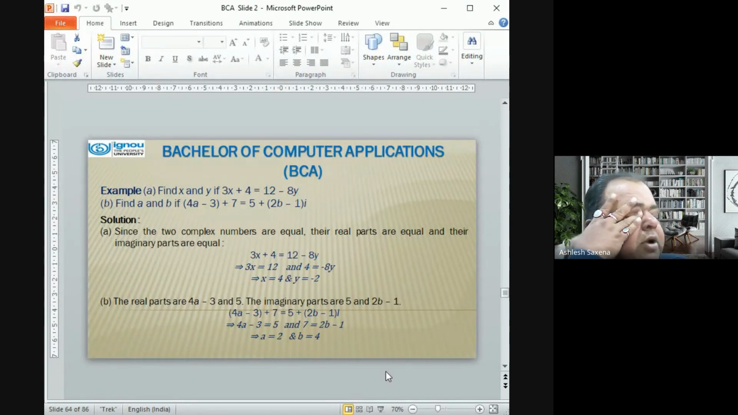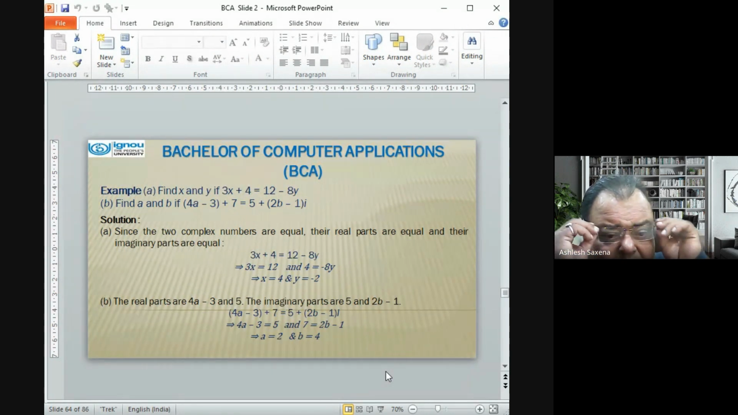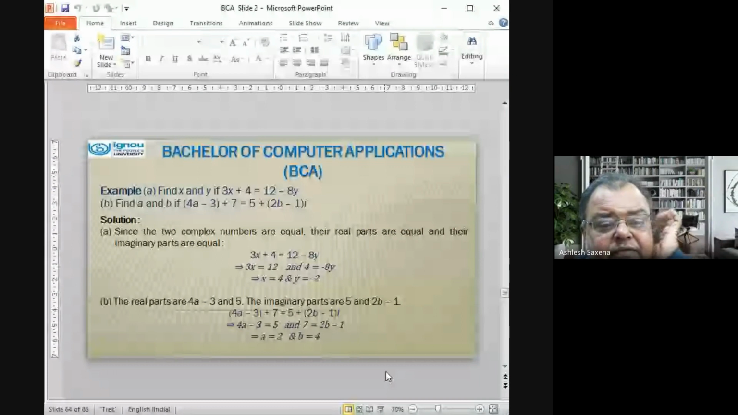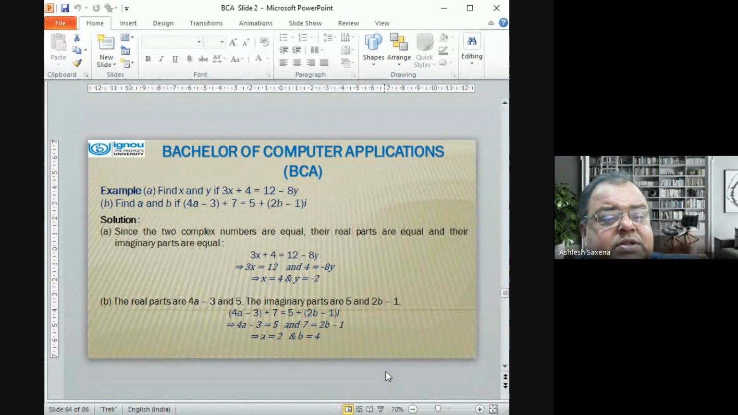In the second example, what is happening? Same thing is going to happen. Real part will be equal to real part and imaginary part will be equal to the imaginary part. What we are doing? 4a minus 3 is equal to 5 and your second part is 7 equal to 2b minus 1. So from the first part we are going to get a as 2 and from the second we are getting b equal to 4. This is what we have done, equating real part to the real part and imaginary part to the imaginary part.